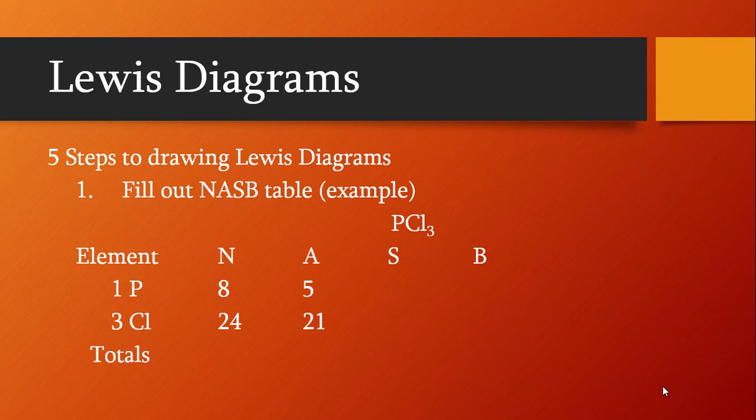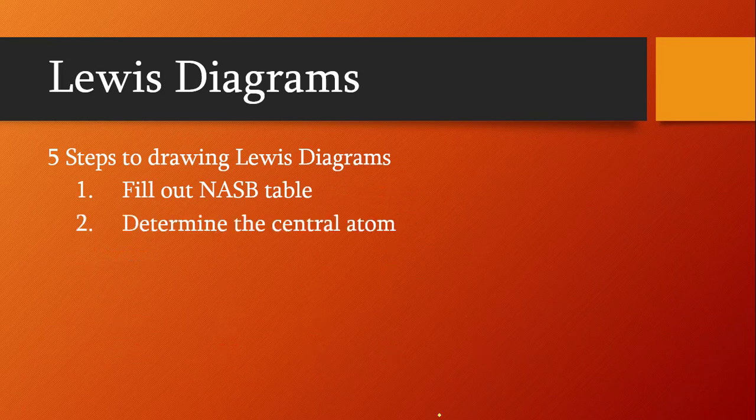Now we total up the N column and the A column. So we need 32 electrons, but we only have 26 electrons. However, 32 minus 26 happens to equal 6, so we need to share 6 electrons. 6 divided by 2, because each line has 2 electrons, means that we need to draw 3 lines, or 3 bonds. Step 2, determine the central atom, the atom that everything else will be bonded to.